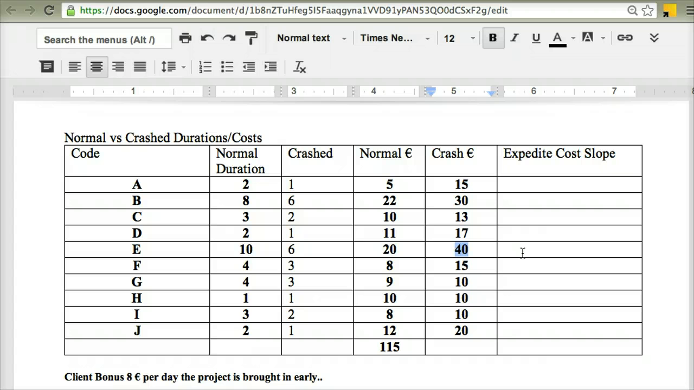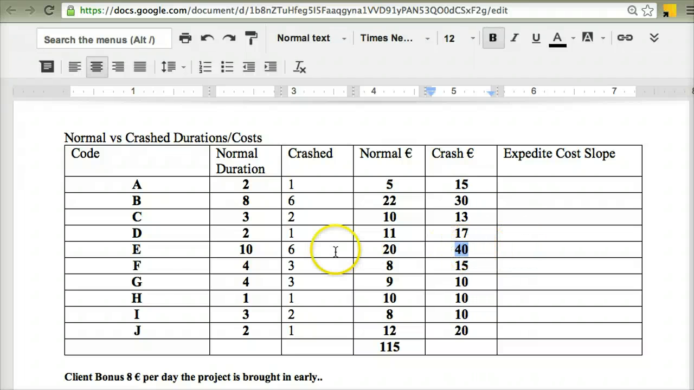Because I need to peel back the actual project day by day because of the nature of the changing critical paths, I need to keep track of exactly how much it's going to cost me to crash each activity by a single day, rather than this idea of having just this was going to cost me an extra 20 euro to crash it by 4 days.